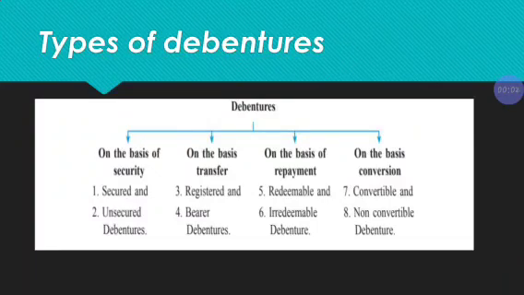Students, as you can see in the table, there are 8 types of debentures on the different bases. The very first is on the basis of security. Under that we have two types of debentures, that is the secured debentures and unsecured debentures. Second is on the basis of transfer, that is the registered debentures and bearer debentures. On the basis of repayment, that is redeemable debentures and irredeemable debentures. Last, on the basis of conversion, that is convertible debentures and non-convertible debentures. So let us learn one by one in detail.